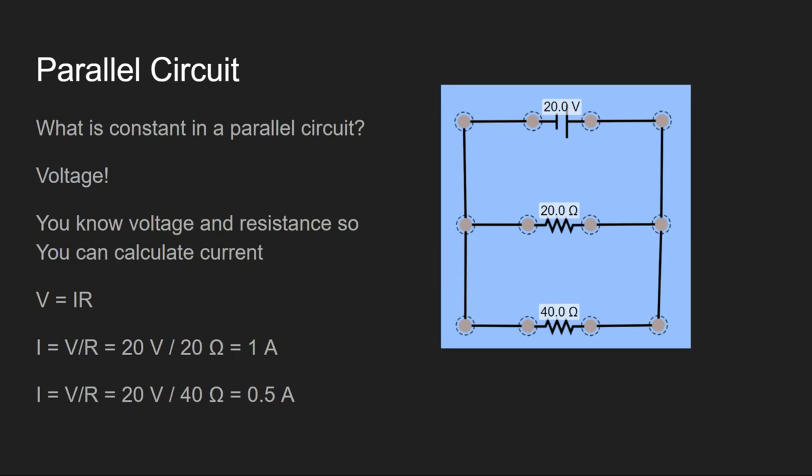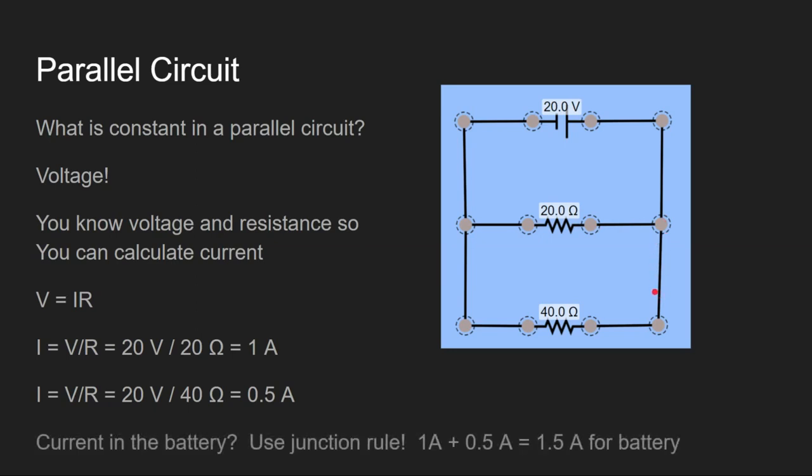Well, we're going to use the junction rule. So now we do have branches, and the current can go in different ways. So the current coming out of the battery has to equal the current going into the 20 ohm plus the current going into the 40 ohm resistor. So when we add those together, I get 1.5 amps for the battery.